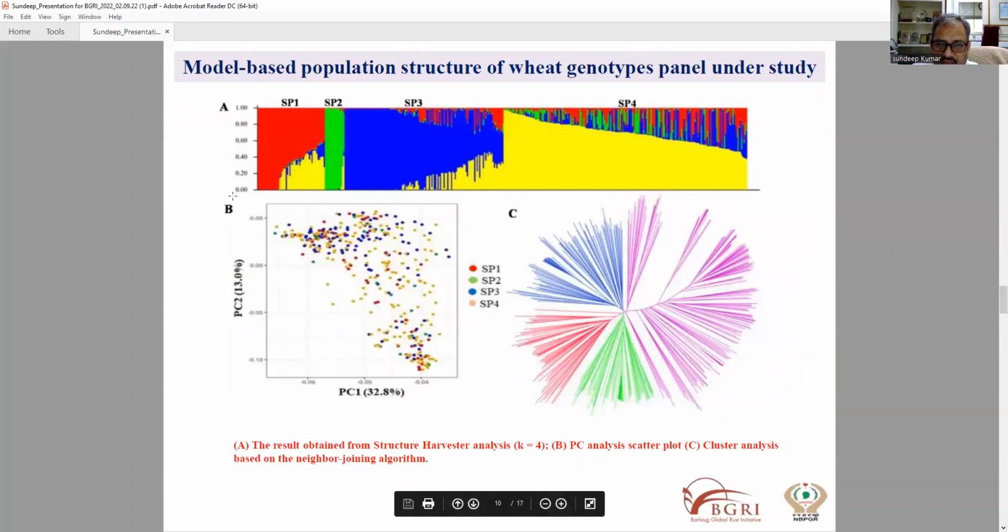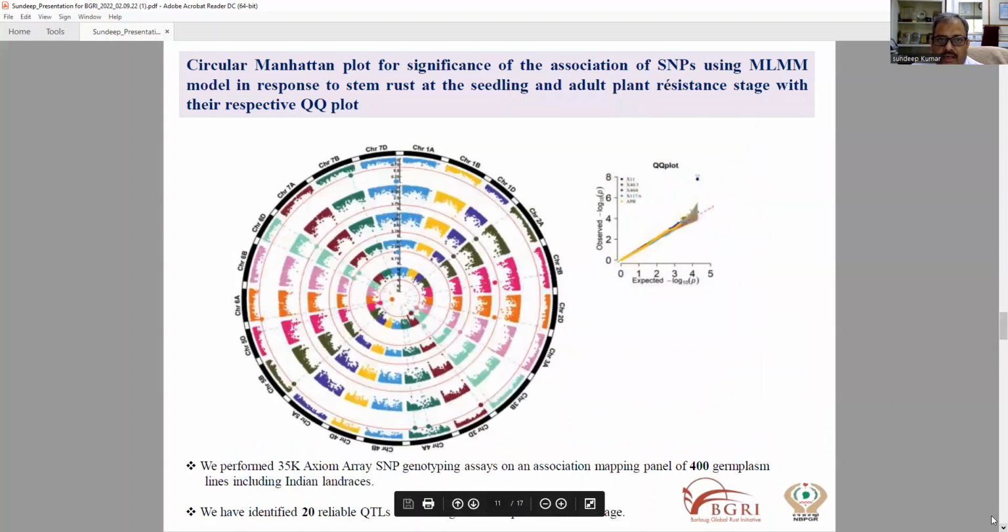These 400 lines were really diverse in nature. We got 4 subpopulations in it with some admixtures, and it was further confirmed with the help of NJ tree analysis. And the PCA analysis also showed that these lines were from different geographical regions. This circular Manhattan plot shows the significance of the association of SNPs using the multi-locus mixed linear model in response to stem rust at seedling and adult plant resistance stages. We identified 20 reliable QTLs for seedling and adult plant resistance.